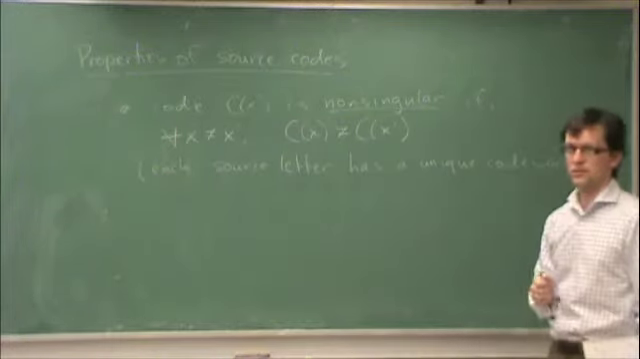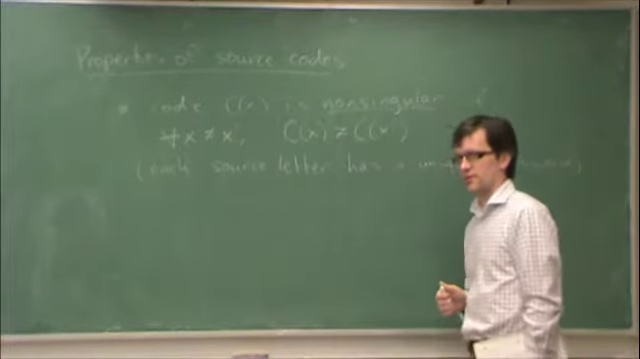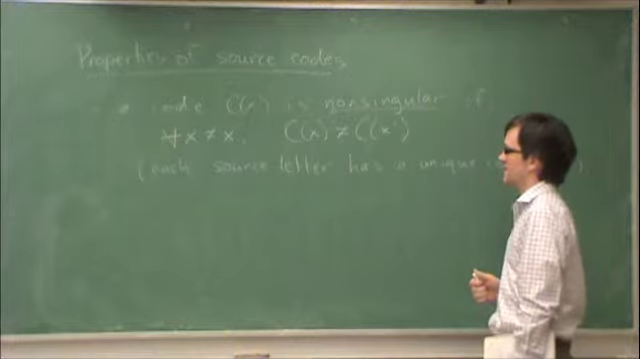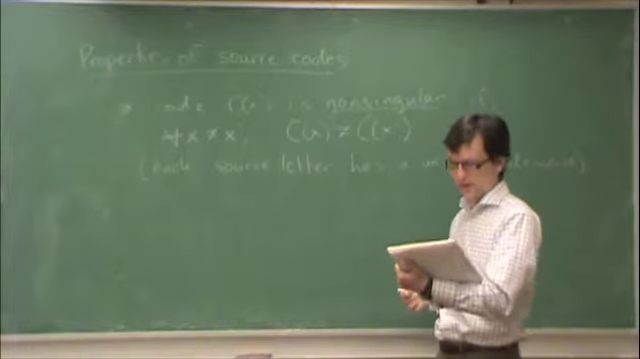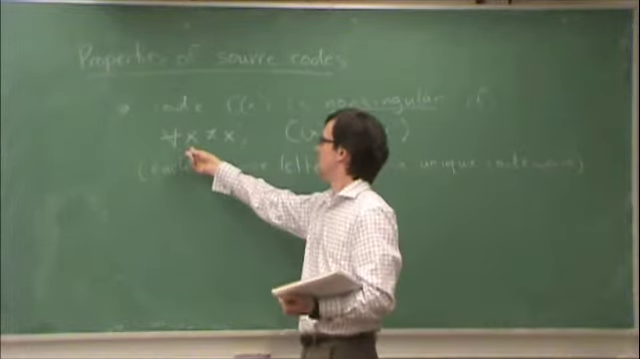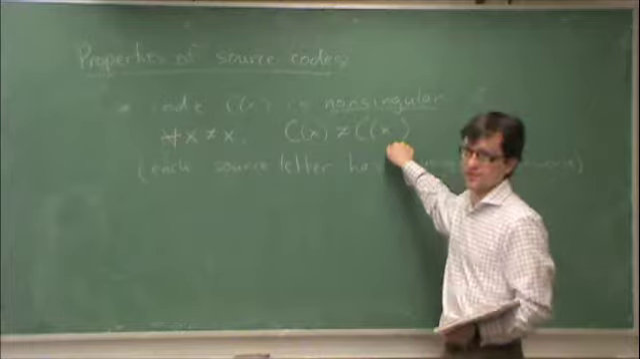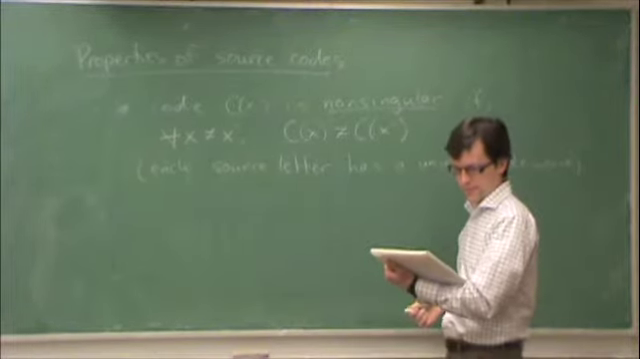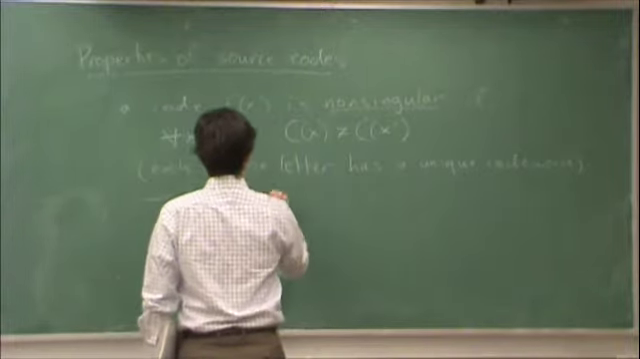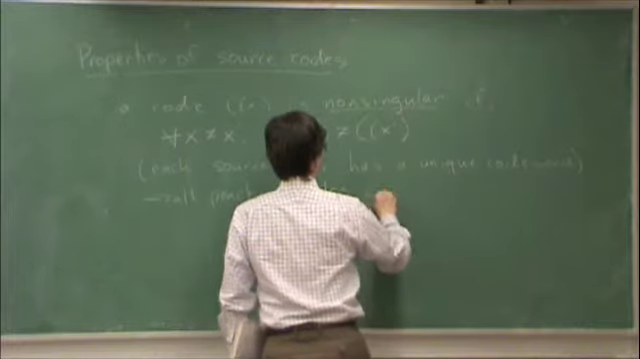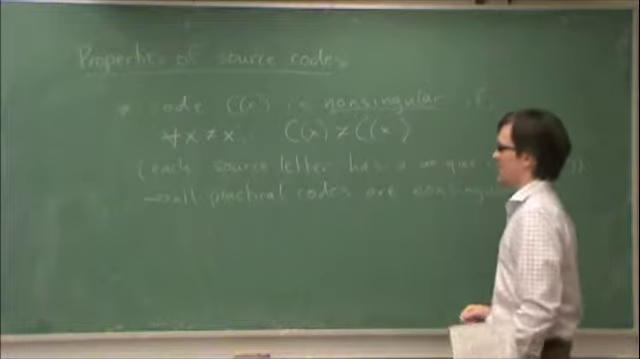So clearly, all non-trivial, all practical source codes must be non-singular. If a code is singular, then there's some pair x and x prime such that the code words are the same, so therefore we can't distinguish between them. So all practical codes are non-singular. But that's not enough though.